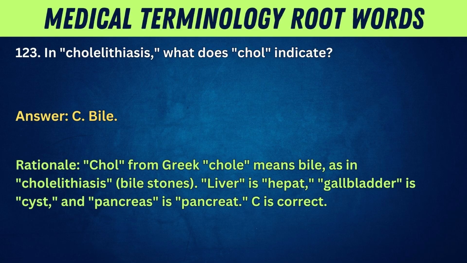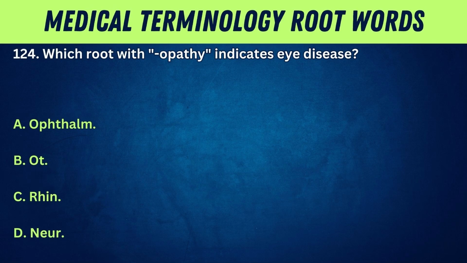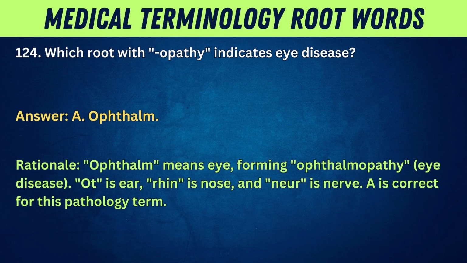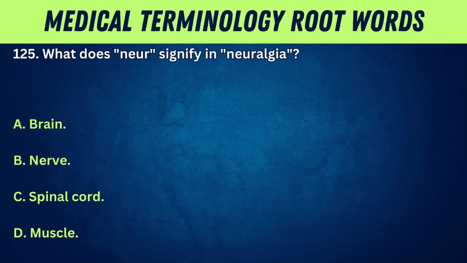C is correct. 124. Which root with opathy indicates eye disease? A. Ophthalm. B. Ot. C. Rhin. D. Neur. Answer: A. Ophthalm. Rationale: ophthalm means eye, forming ophthalmopathy, eye disease. Ot is ear, rhin is nose, and neur is nerve. A is correct for this pathology term.